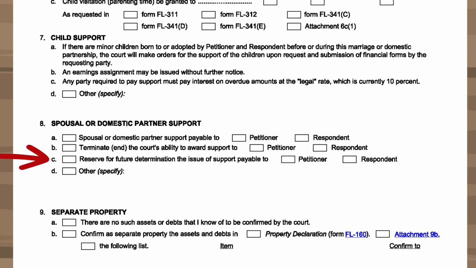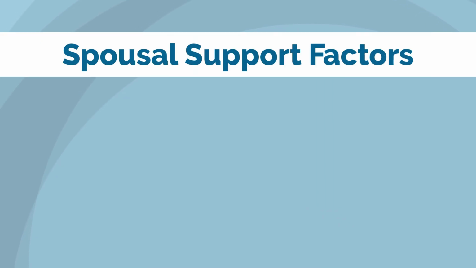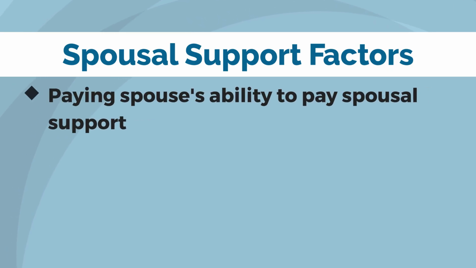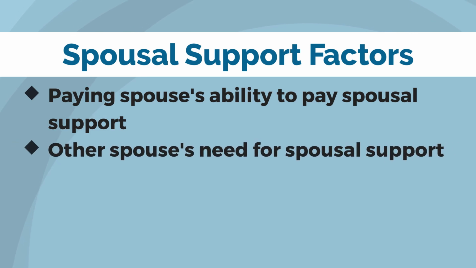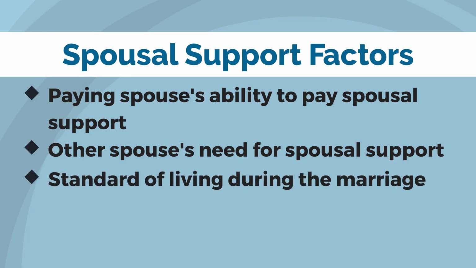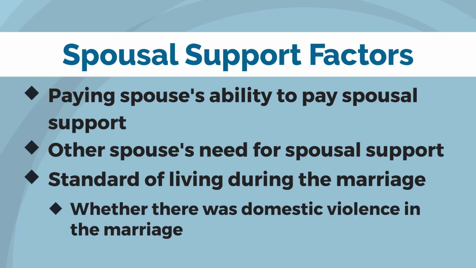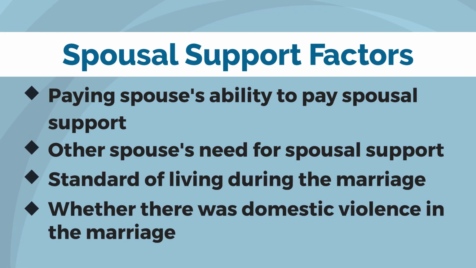Option C is to reserve the right to receive spousal support for the party or parties marked. The judge will take several factors into account to decide whether to award spousal support, how much to award, and for how long. Some of those factors include the other spouse's ability to pay spousal support, the requesting spouse's need to receive spousal support, the standard of living during the marriage, and whether there was domestic violence in the marriage.